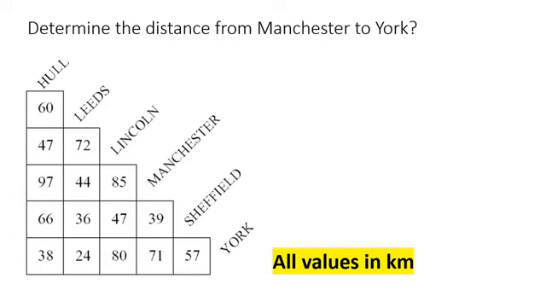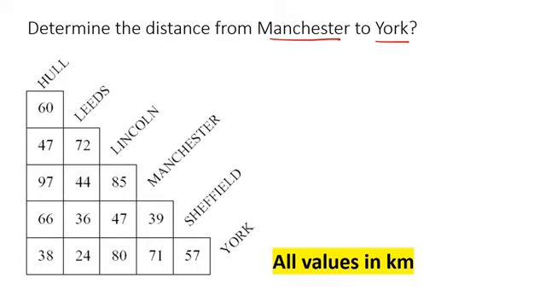It says here, determine the distance from Manchester to York. So these are places in a certain area, okay? This is the little town called Hull. This is a little town called Leeds, Manchester, York. This is all somewhere in England. So these are little towns, okay? Now they want to know, what is the distance from Manchester to York?